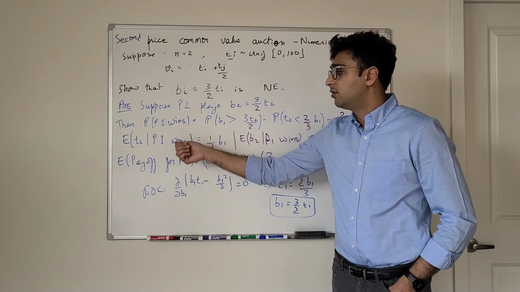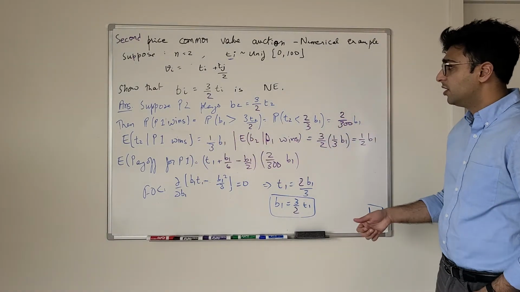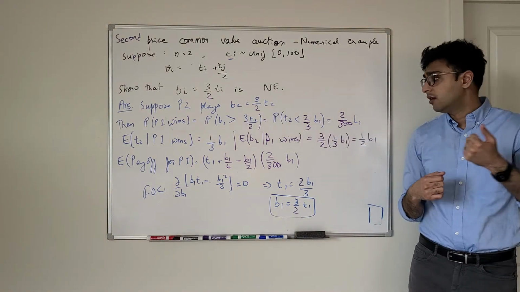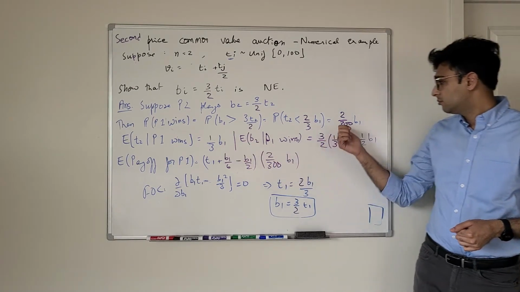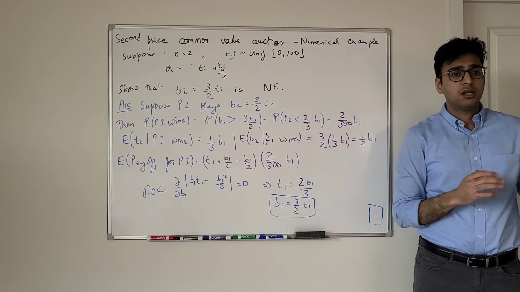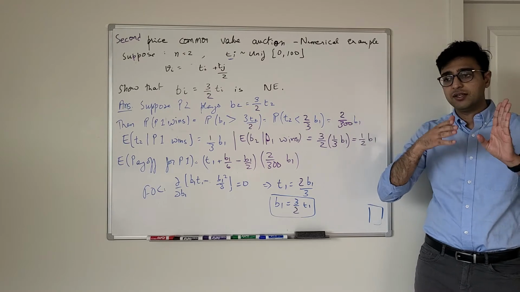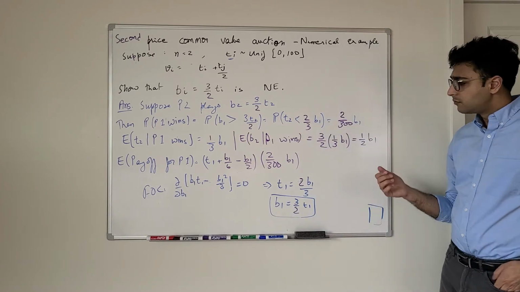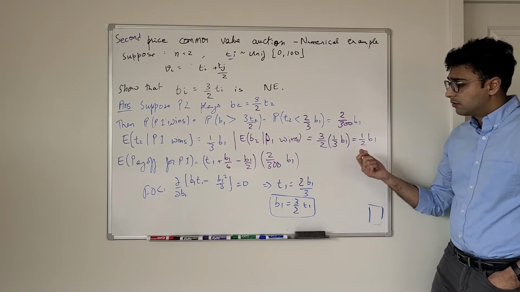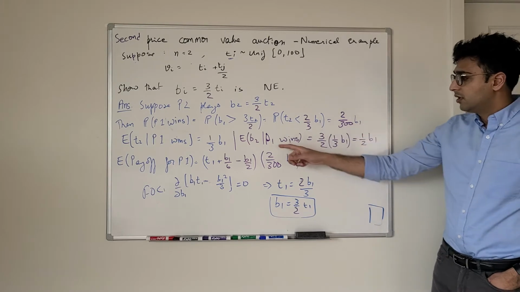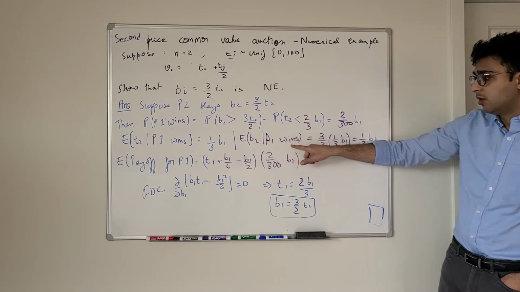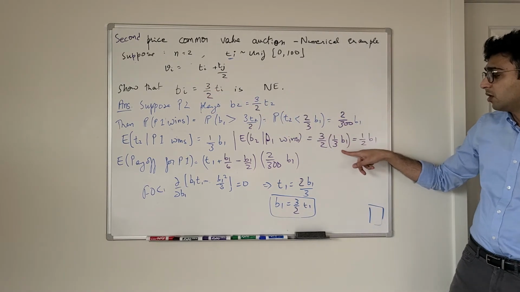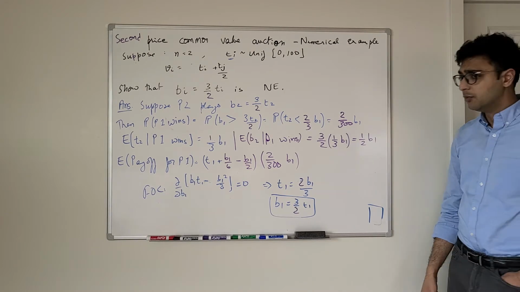The expected value of T2, given that player 1 wins, is going to be 1/3 of B1, because T2 is a uniformly distributed number. If it's going to lie between 0 and 2/3 of B1, it will take the middlemost value. Its expected value will be equal to 1/2 of that extreme. It's going to be equal to 1/2 of this 2/3 of B1. The expected value of B2, given that player 1 wins, is going to be basically 1.5 times T2, and T2 is 1/3 of B1, so that's just 1/2 of B1.